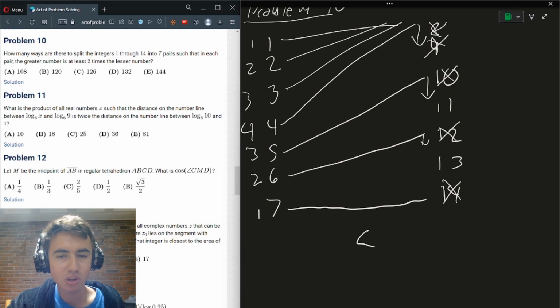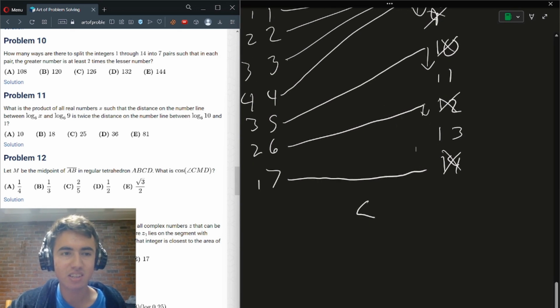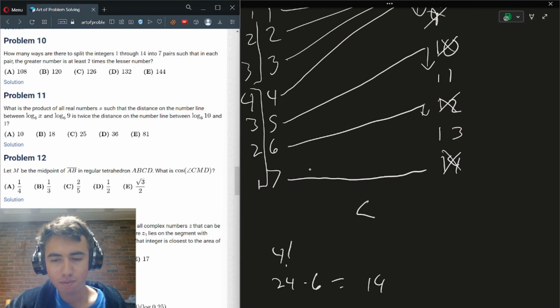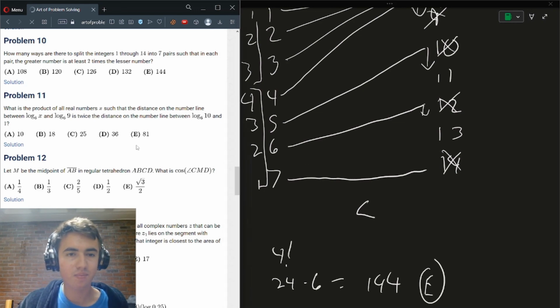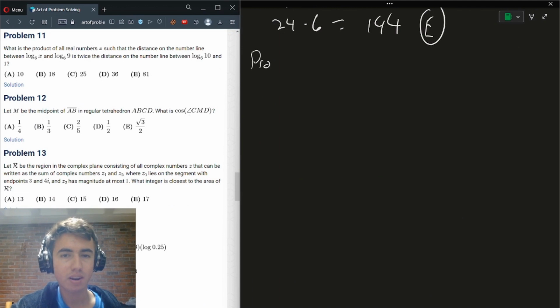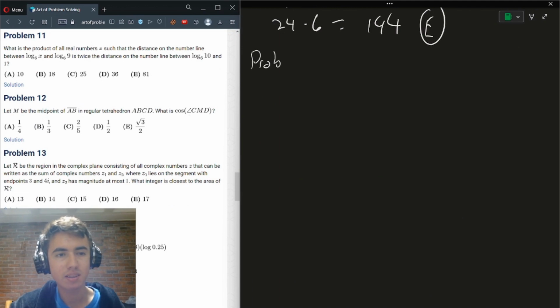But now we can just multiply the choices for each number together to get the total number of pairing possibilities. So 1 through 4 is just 4 factorial, which is 24, times 3 factorial, which is equal to 6. Multiplying that out, we get 144, which is equal to E. And let's make sure that that is correct. It is correct.